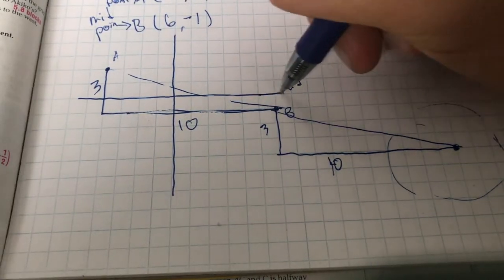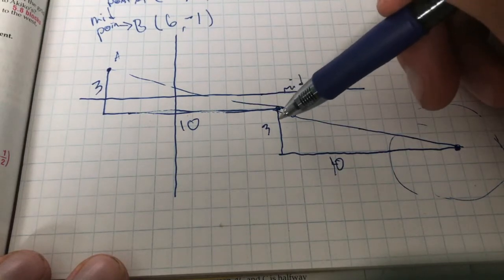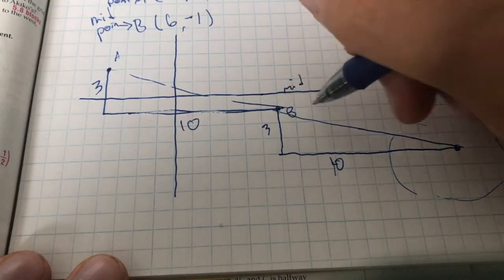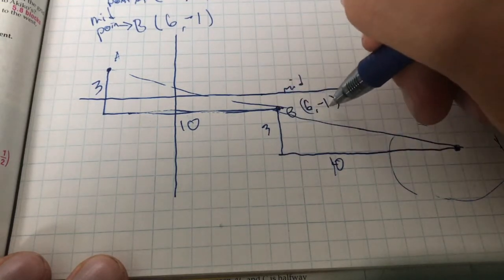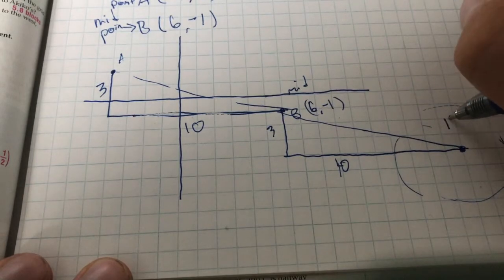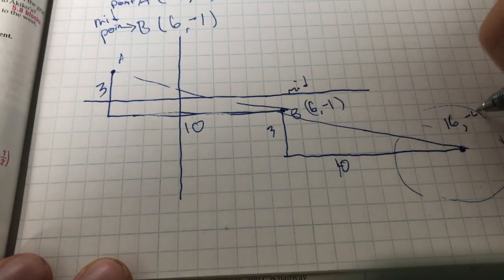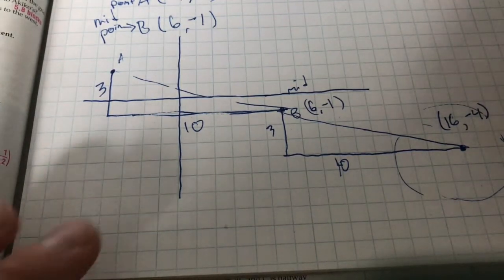Now, we're going to check to see if we got a correct solution. So we know that it's 3 down from here, and this was 6, negative 1. So it's going to be 3 lower, so that's going to be negative 4. 6 plus 10 is 16, so this should be 16, negative 4. Let's double check with some algebra.